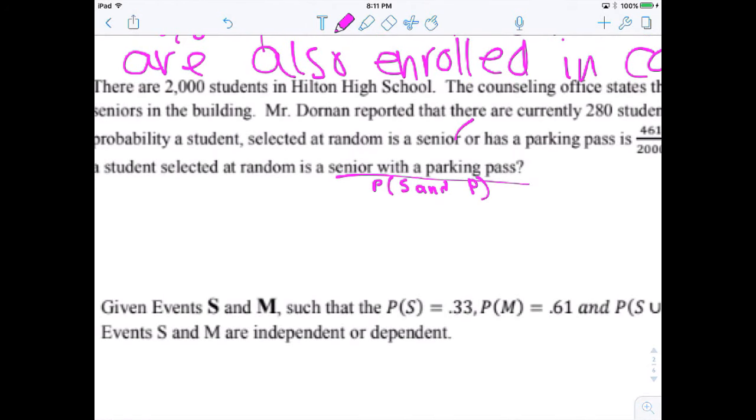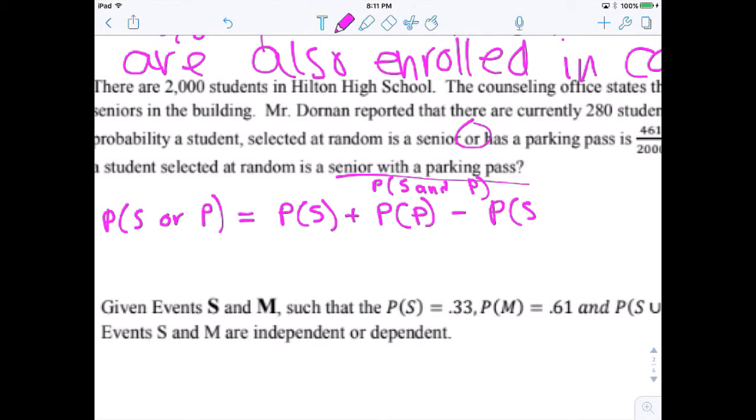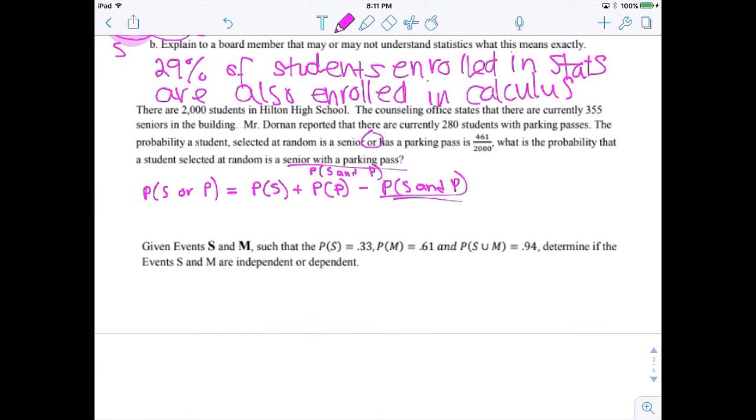So here's what I need to know. I see this "or" in here. So the probability that you're a senior or you have a parking pass should equal the probability that you're a senior plus the probability that you have a parking pass minus the probability that you're a senior and you have a parking pass. So I'm trying to solve for this, right? The probability that you're one or the other is 461 out of 2,000. The probability that you're a senior, well, I know that there are 355 seniors in the building. And the probability that you have a parking pass, there's 280 in the building. So 280 out of 2,000. Minus that quantity, which I'm going to call X here, right? So that's really what I'm looking at.